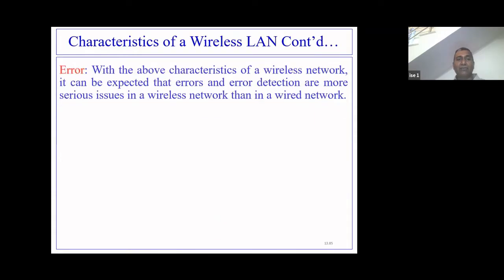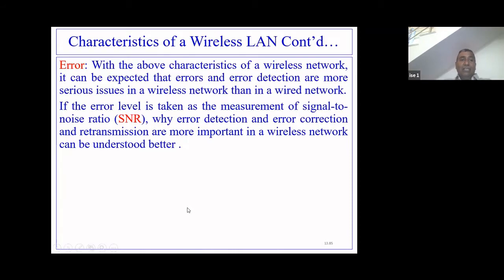And the last characteristic was something about error. In wireless networks, error and error detection are expected to be more serious issues, because a lot of collisions may happen, signal fading may happen, and multipath propagation is a problem. And we have seen that the measure of the error level was the signal to noise ratio. We have seen the signal to noise ratio probably in module 3.